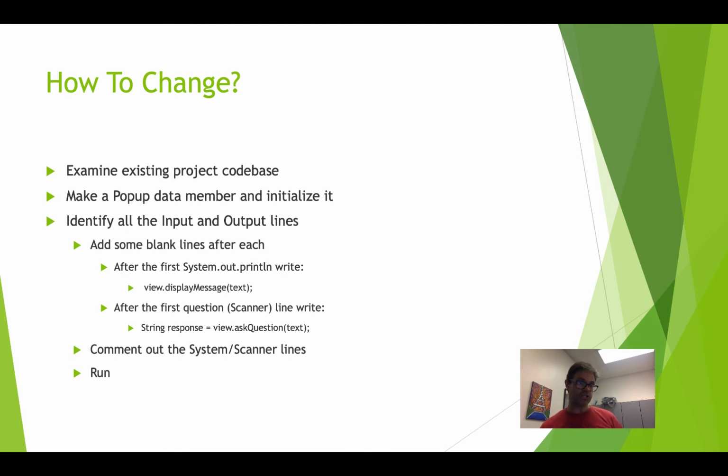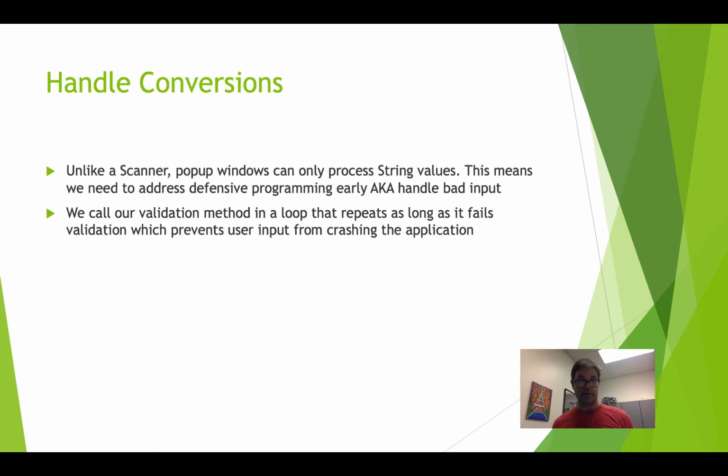After your first System.out.println line, you're going to write view, which is the name of our pop-up instance, .displayMessage, and pass it the same text as a parameter that we had inside the System.out.println. Then after our first scanner line, we'll write String response equals view.askQuestion. View is our pop-up instance, and askQuestion is the method we use to send that, again with the same text from the input line above it. We comment out the associated System and scanner lines, then run our project and see what happens.